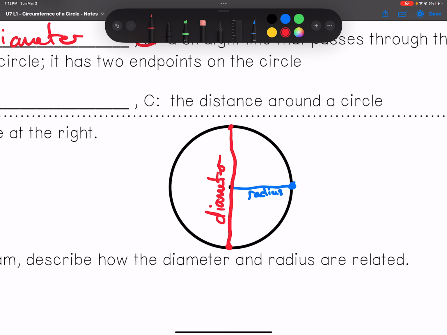So you look at that, the diameter is 2 radiuses, because the radius is half, so the diameter is double that, because it's the whole. It's the whole length of the inside.